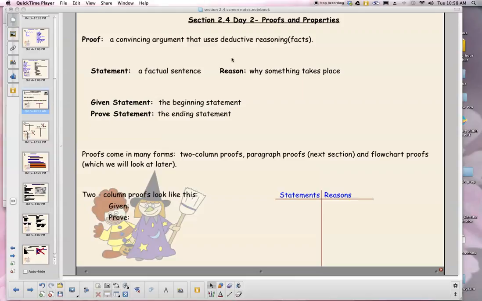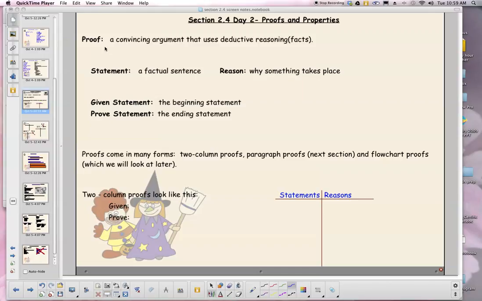This lesson is on section 2.4. It's day 2 of the lesson on properties and leading into writing proofs. In the last lesson we learned all the different properties that we had. We talked about using definitions as reasons. You can use postulates also. We're going to today start actually writing out our statements and our reasons in a proof.